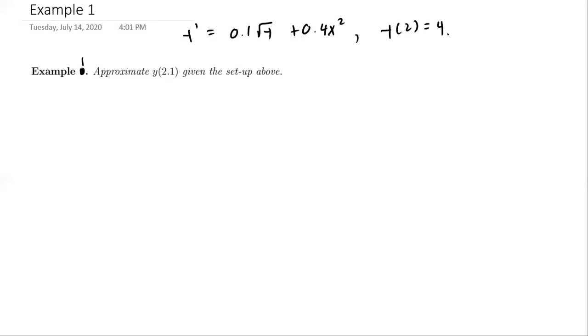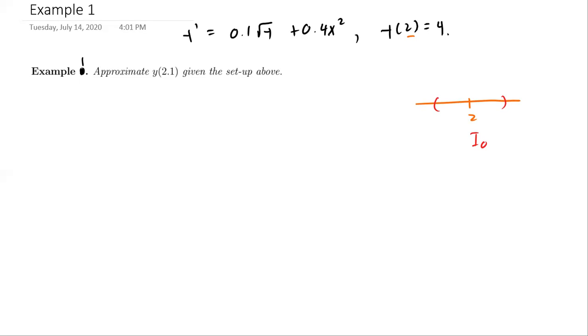So we want to approximate y of 2.1. Again, we know that such a solution exists. We don't know exactly where the interval is, but by the work that we did in the previous video, we know that there is some interval about x equals 2. Let me draw the number line. 2 is here. We know that there is some interval here called I naught for which a solution exists and is unique.